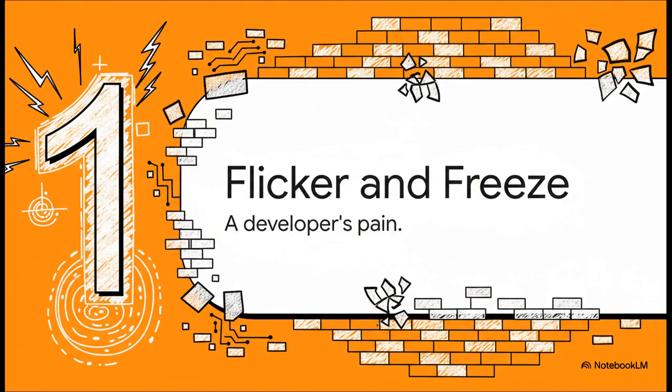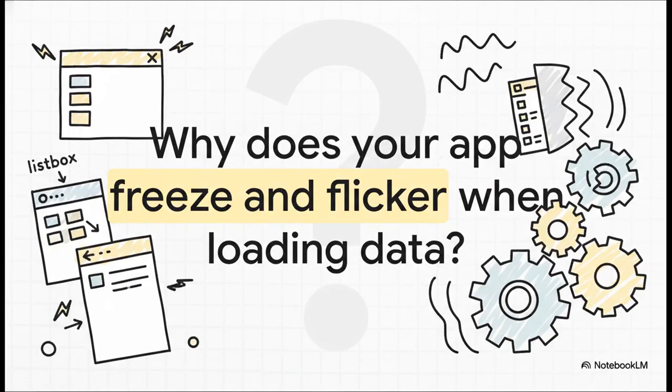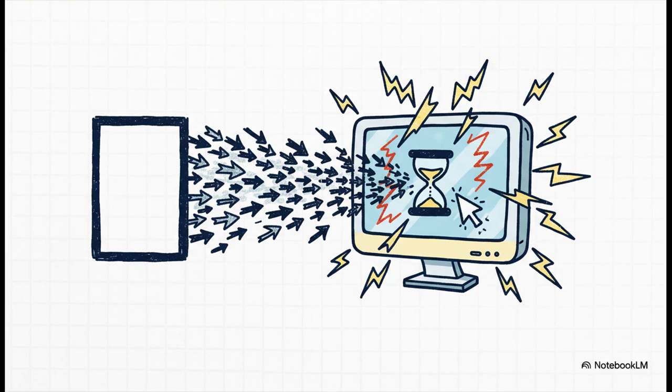All right, first up, the flicker and the freeze. This is that moment your app's performance just hits a brick wall. And yeah, it's a pain every single one of us has felt. So what's actually happening under the hood? I mean, why does something as simple as adding items to a list box or a combo box make your whole application feel like it's stuck in mud? It's the question that's haunted Delphi developers for ages. And here's the bad guy.